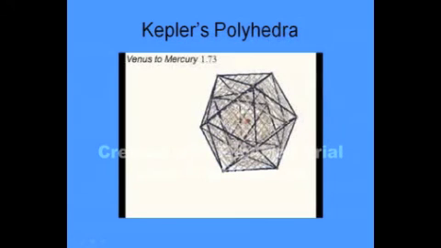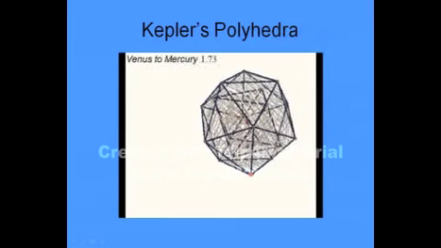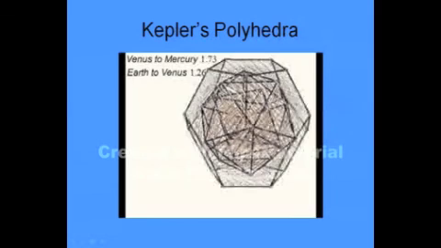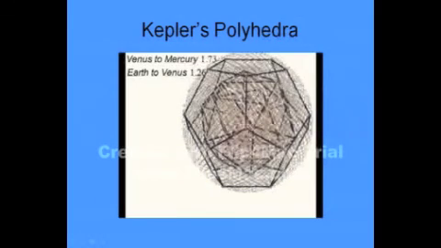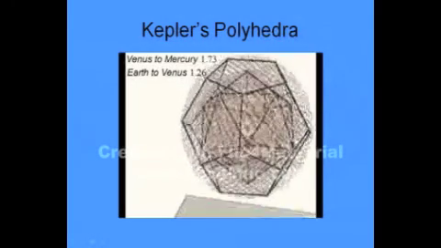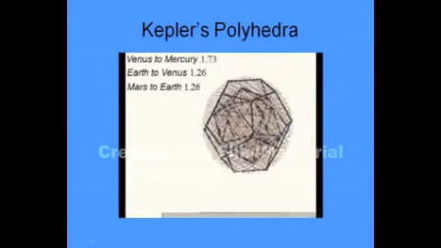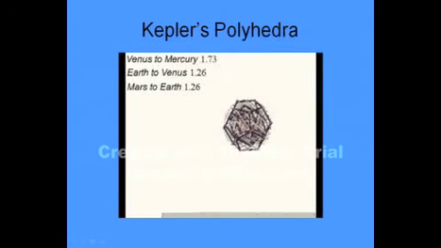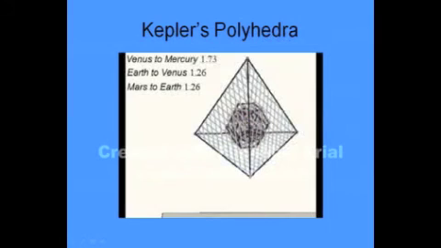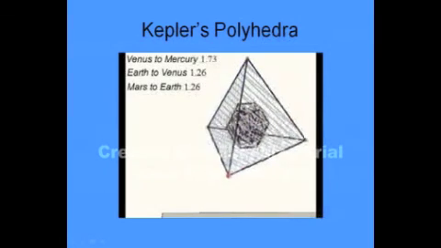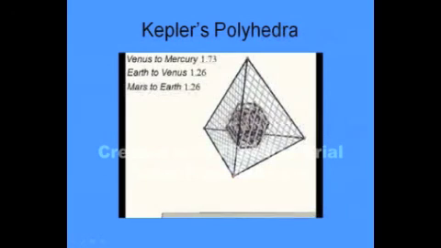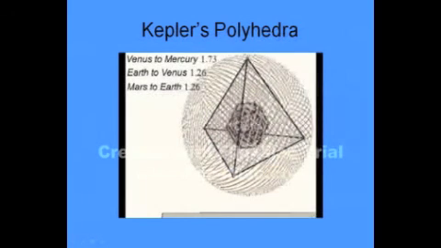Put an icosahedron around that sphere, and a sphere around that icosahedron, and the ratio between those spheres is very close to Earth to Venus's distances. Put a dodecahedron around that sphere, and a sphere around that dodecahedron, and you find that the ratio of those spheres is very close to the ratio of Mars to Earth's orbits. Shrink this down, put a tetrahedron around that sphere, and a sphere around that tetrahedron, and the ratio of those orbits ends up being close to the Jupiter and Mars ratio.